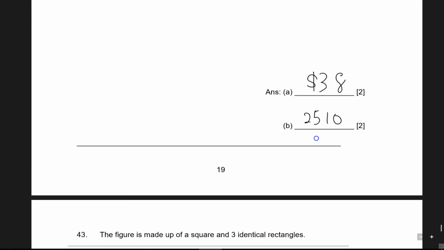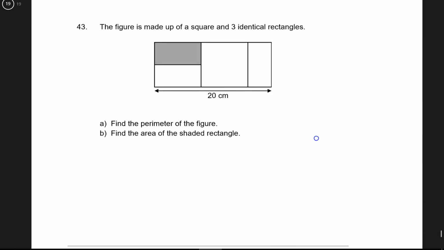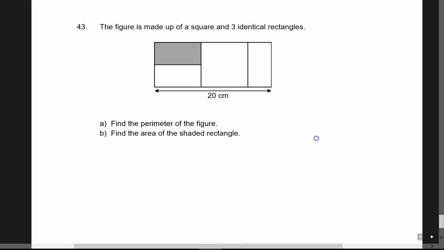Okay, question 43. Now question 43, it is a geometry question talking about area, and we have a square. You can see that this is a square in the middle. You have 3 same rectangles. Find the perimeter of the figure, which is not easy because you're only given one side of it.